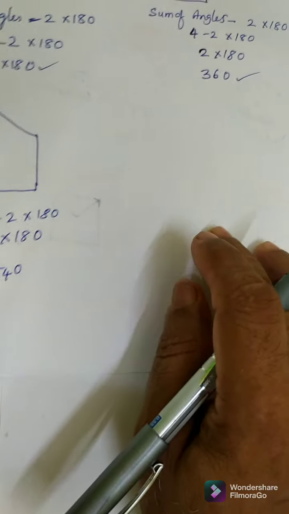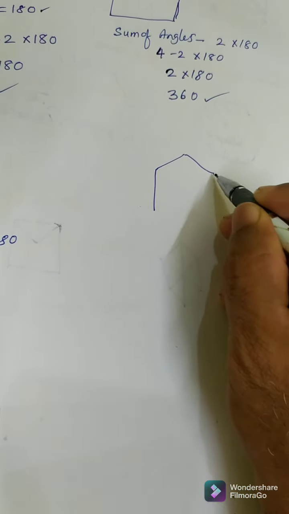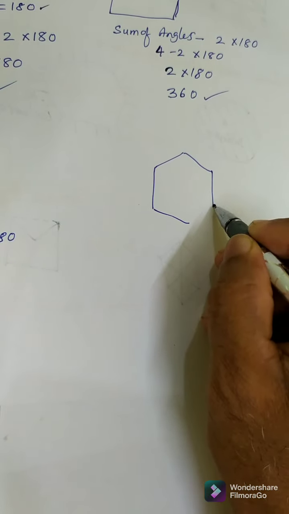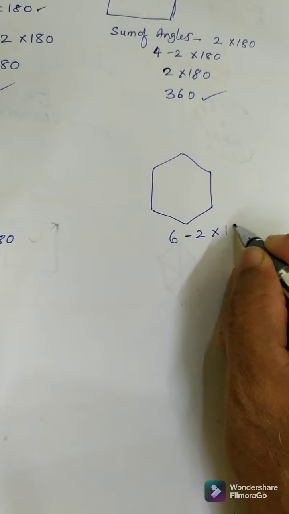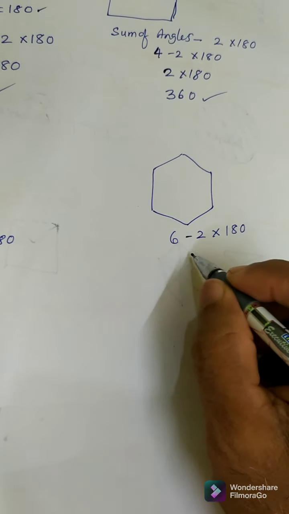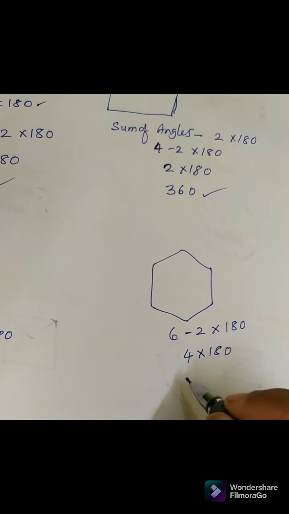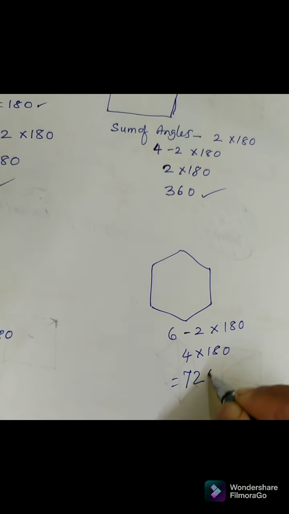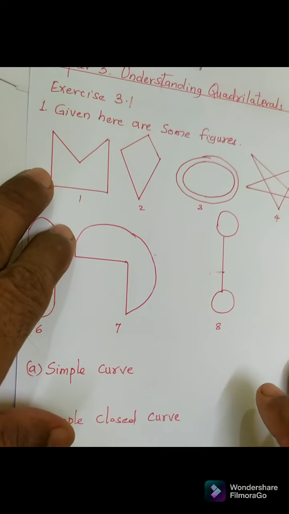540. So if I take a hexagon like this, there are 6 sides. 6 minus 2 into 180, it is 4 into 180, it is 720. So now let us start with the first problem.